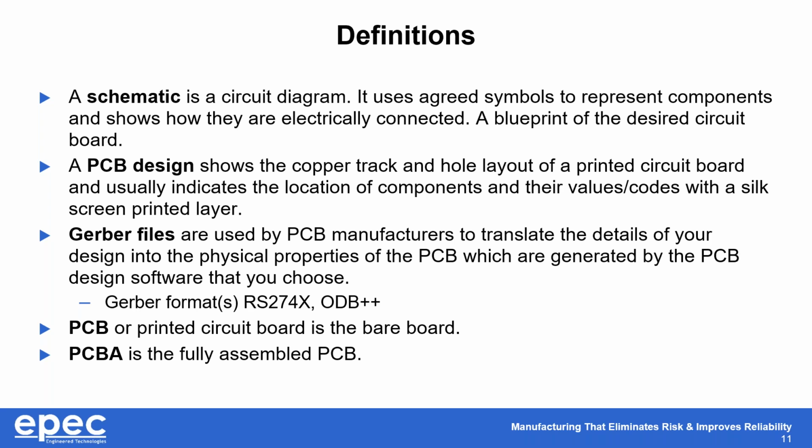The symbols represent the placement of the components and where the electrical connections are going to be, sort of your blueprint for your circuitry. A PCB design shows copper tracks, the whole layout of your printed circuit board, and it also shows where the components are going to be located with values and codes within the silkscreen printed layer. Sometimes one side or two sides, again, will have the component placements. So you will have one silkscreen for the top and one silkscreen for the bottom.